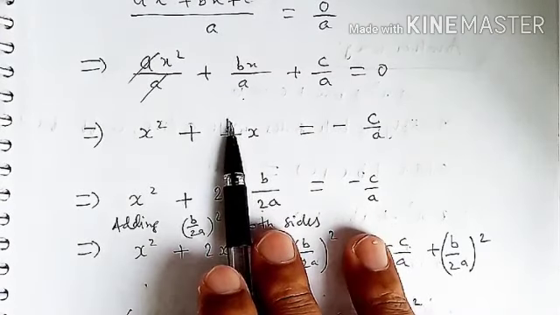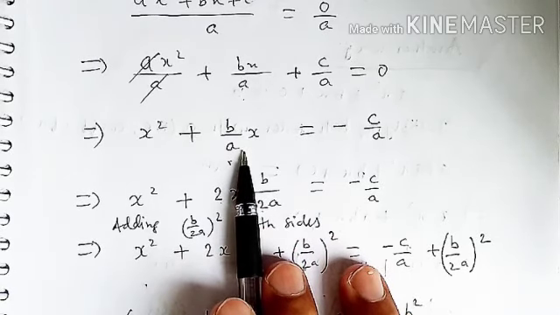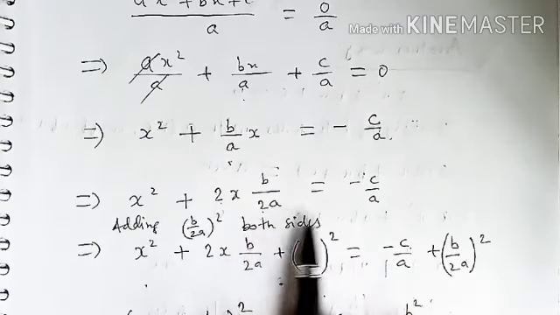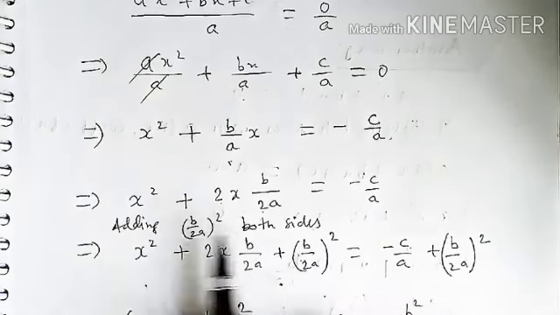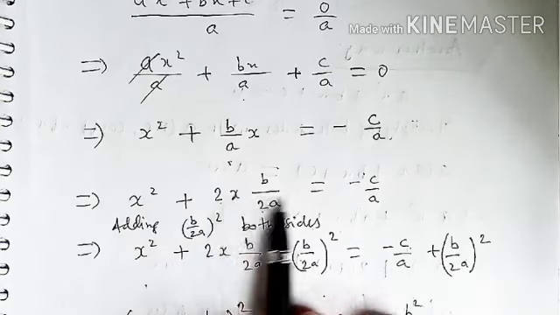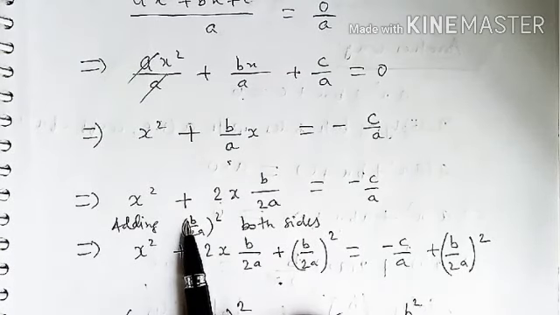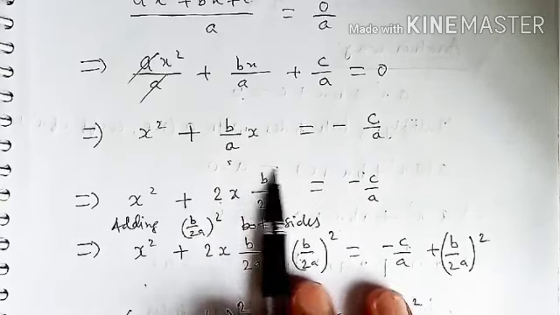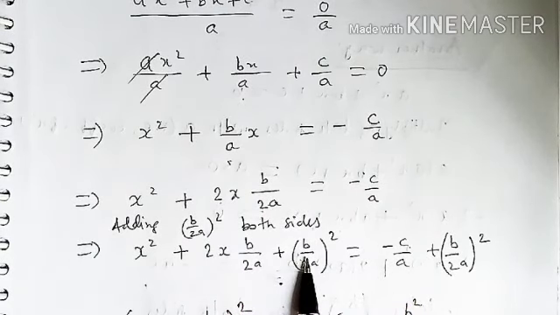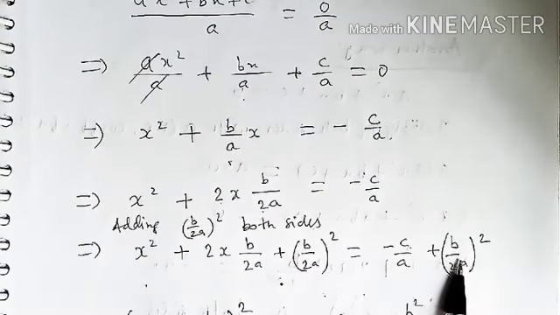Here this term is multiplied and divided by 2. So we have 2x into b by 2a is equal to minus c by a. Now we have x square plus 2x, this is our y. So we have to add this square to both sides. On adding b by 2a whole square on both sides, we have this equation.